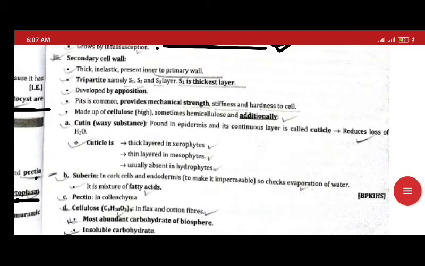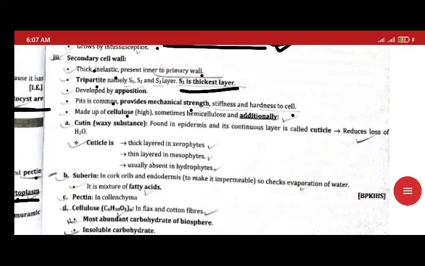Now the secondary cell wall. This is thick and inelastic. It is inner to the primary wall. It is trilaminar, where S2 is the thickest layer, developed by apposition, meaning deposition. Pits are common here. Pits are pores through which exchange can occur. It provides mechanical strength. What is it made of? Cellulose. So cellulose is made in all.